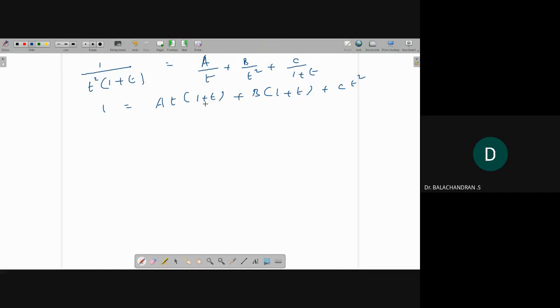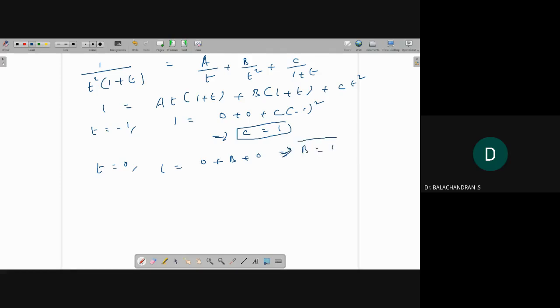Now if you substitute t equal to minus 1, the first two terms are 0, so you can find c. So 1 equal to c into minus 1 whole square. This implies c equal to 1. Similarly, if you substitute t equal to 0, the first term is 0 and the last term is 0. So 1 equal to 0 plus b plus 0, this implies b equal to 1. Okay, now compare the coefficient of t square.